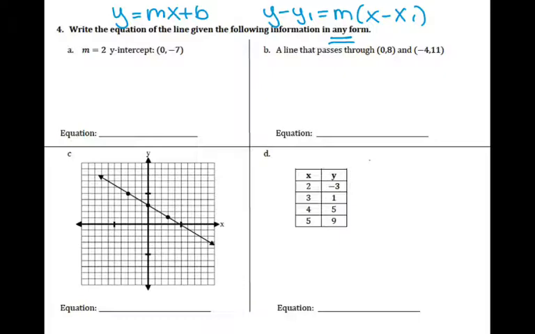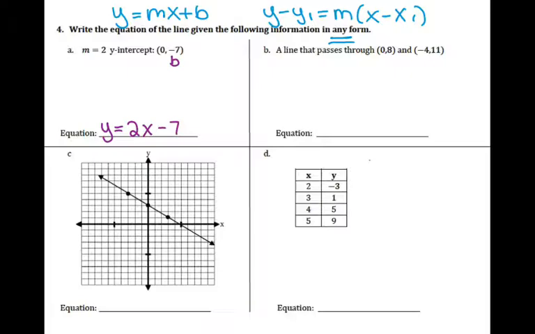on the line. So if I look at letter A, I have my slope, my m is 2, and my y-intercept is (0, negative 7). That means that negative 7 is the b. So I can go ahead and write this one in slope-intercept form. I'm going to replace my m with 2 and my b with negative 7.